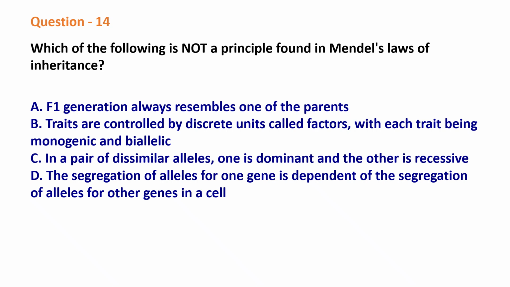Question 14. Which of the following is not a principle found in Mendel's laws of inheritance? Options: F1 generation always resembles one of the parents. Next option: traits are controlled by discrete units called factors, with each trait being monogenic and biallelic. Next option: in a pair of dissimilar alleles, one is dominant and the other is recessive. Next option: the segregation of alleles for one gene is dependent on the segregation of alleles for the other genes in a cell.